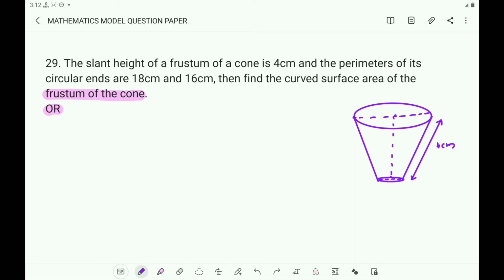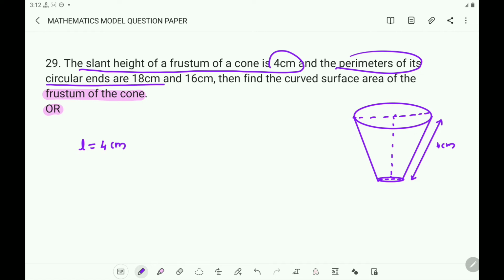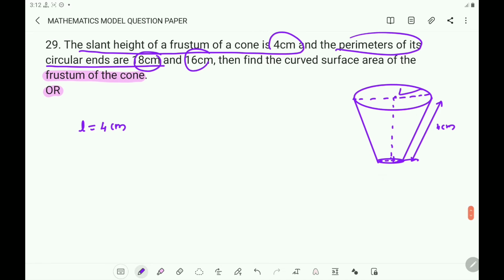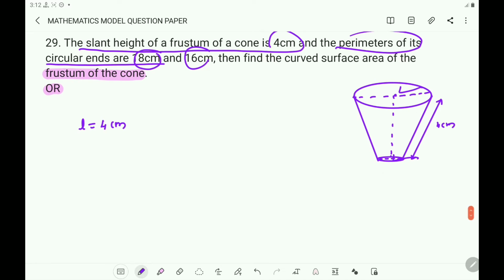And here what is given? Slant height of a frustum of cone is given. That is how much? 4 cm. So write L equals 4 cm. L is the symbol for the slant height of the frustum of cone. And next what are given? Perimeters of circular ends are given. They are 18 cm and 16 cm. Here these two are the circular bases and the perimeter of each circular base is given.